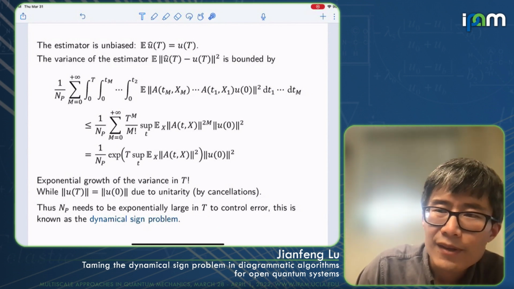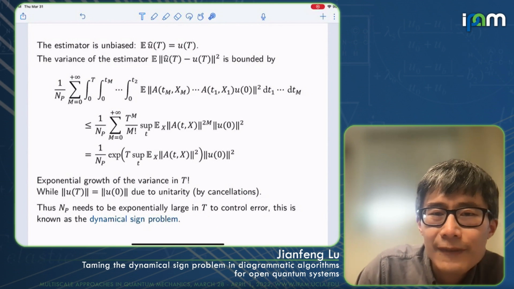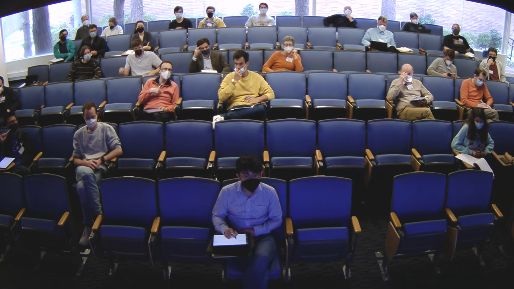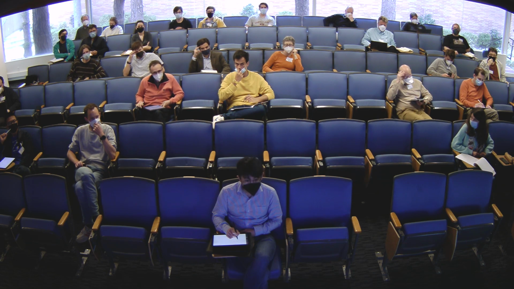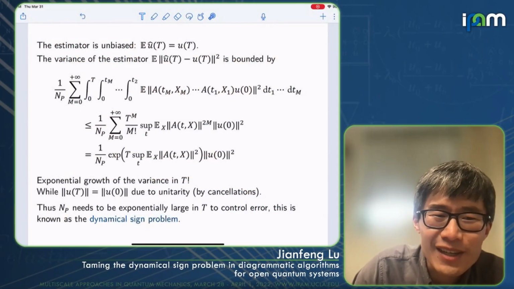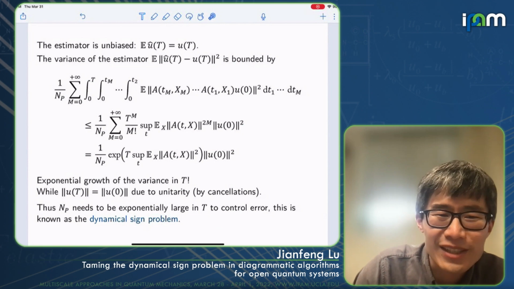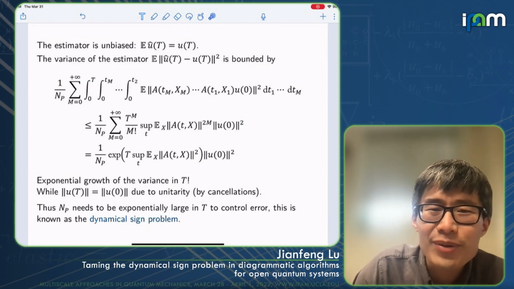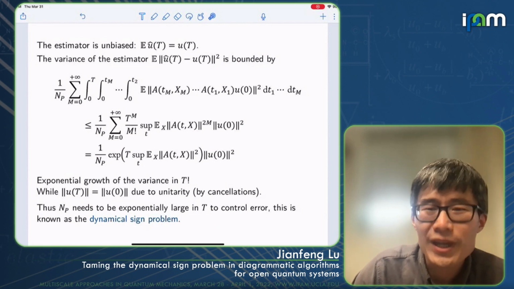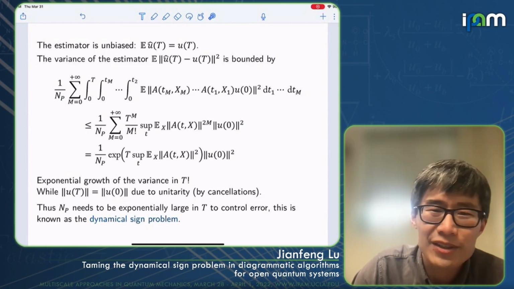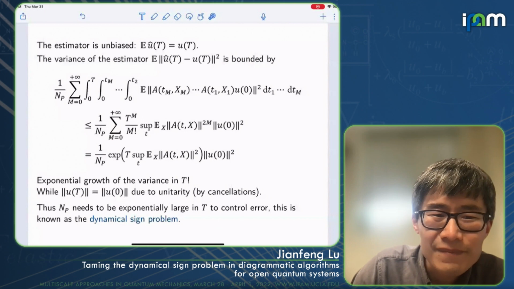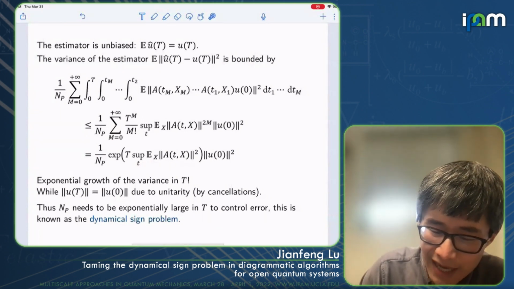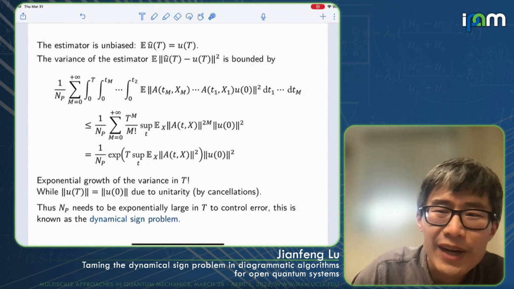Yeah, Jianfeng, hi. Just one question. How pessimistic is this bound? It's a very good question. I will come back to that. It's very pessimistic, of course, because we ignored all the cancellations. But in practice, if you really simulate this thing, then you observe that numerically the variance actually grows exponentially. Maybe the rate is not as bad as this, but the exponential growth is very hard to avoid.